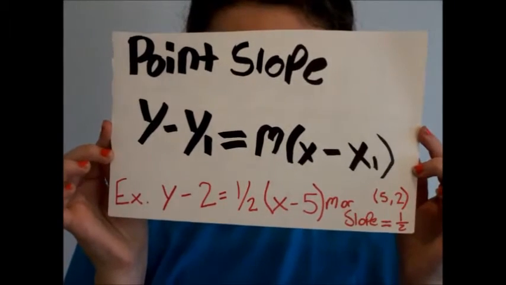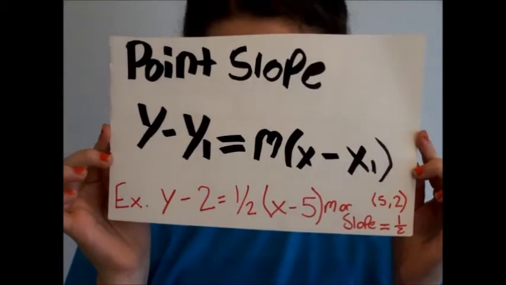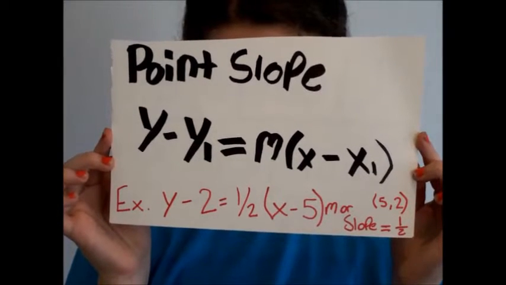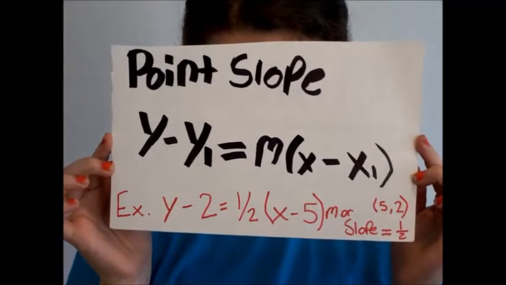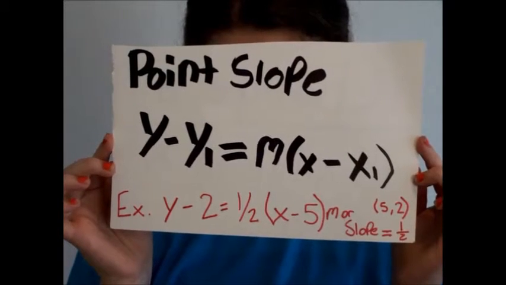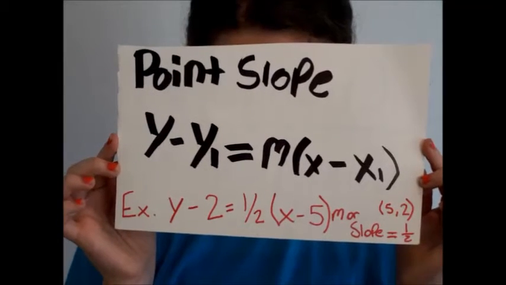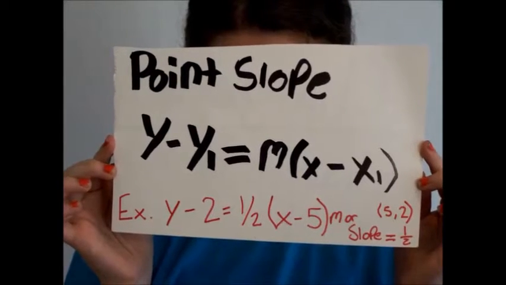The final method used is y minus y1 equals m times the quantity x minus x1. An example of this is y minus 2 equals 1/2 times the quantity x minus 5. We got this equation by using the coordinates of a point, 5, 2, and the slope of a line, 1/2.